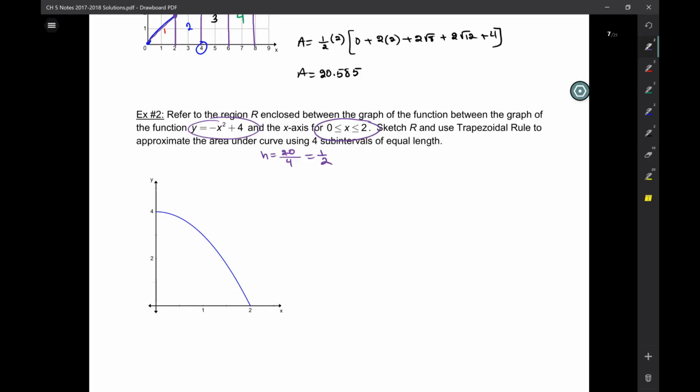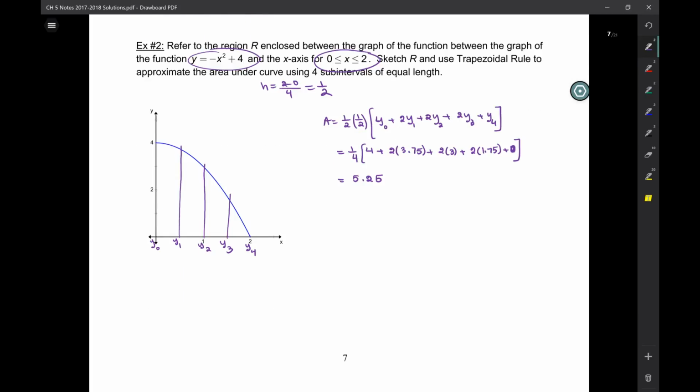So here we go. 1, 2, 3, 4. This one you're going to have at it on your own. I'll give you about 2 minutes or so. Okay, so go.